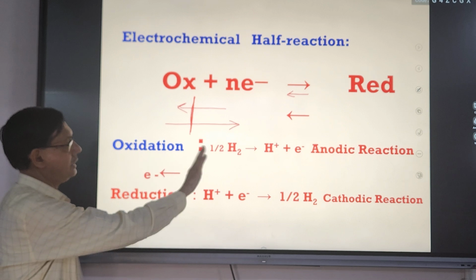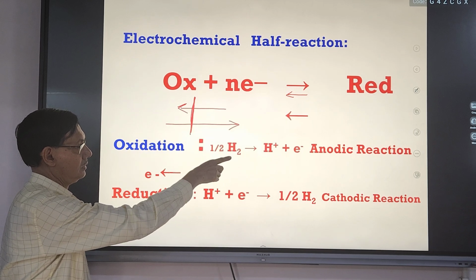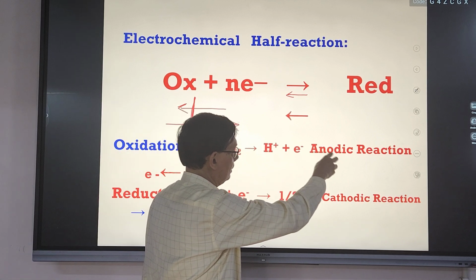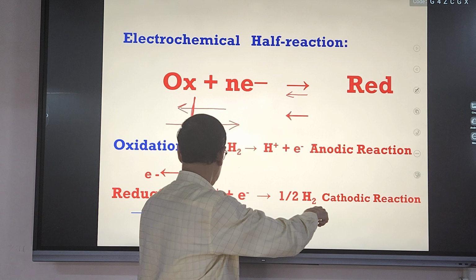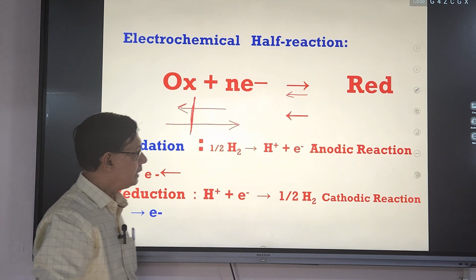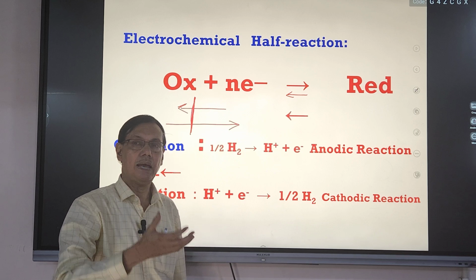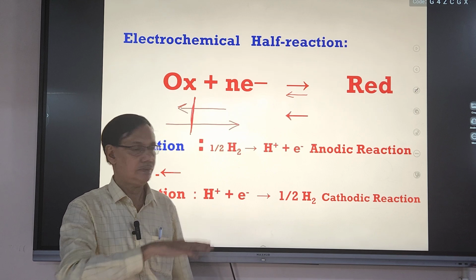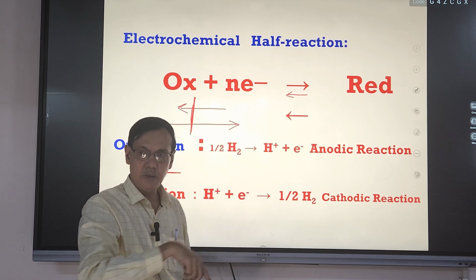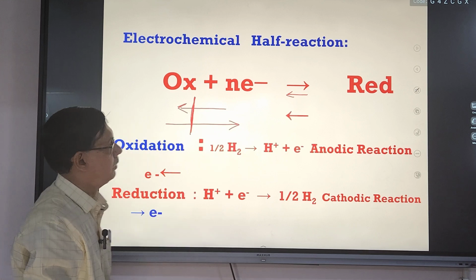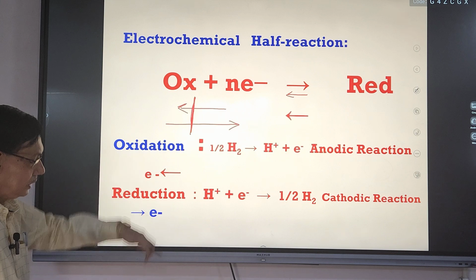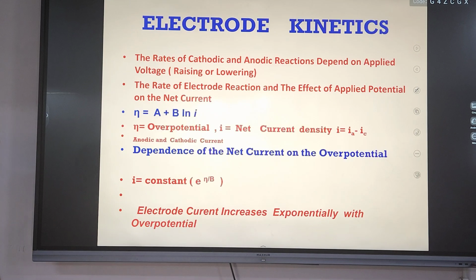Oxidation is always at the anode, and reduction is at the cathode. So it is related to the anodic reactions, and sometimes the cathodic reaction is predominant, sometimes the anodic reaction is predominant. So sometimes oxidation predominates, sometimes reduction predominates. It depends upon the overpotential and other things. I will come to that point, when the anodic current is predominant and when the cathodic current is predominant. I am coming to that point.